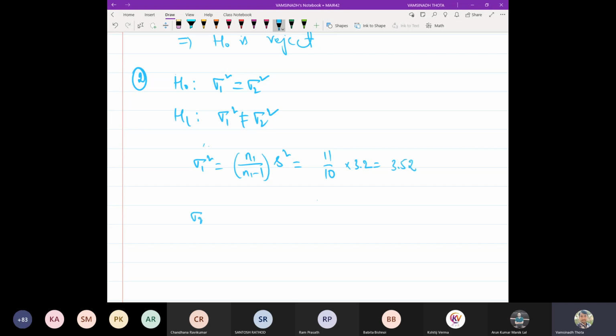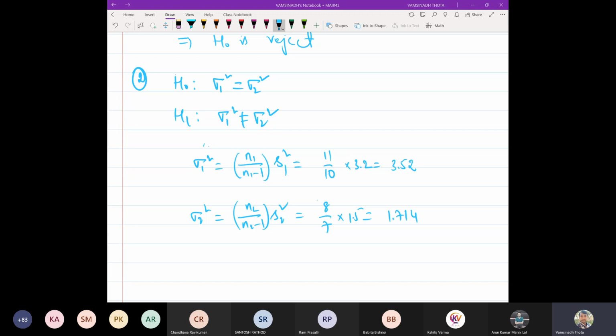Okay. Similarly, sigma 2 square is n2 upon n2 minus 1 times s2 square. So n2 is 8, so 8 upon 7 times s2 square, which is 1.5. So what is this value? 8 divided by 7 times 1.5, so 1.714. Okay, let it be as it is.